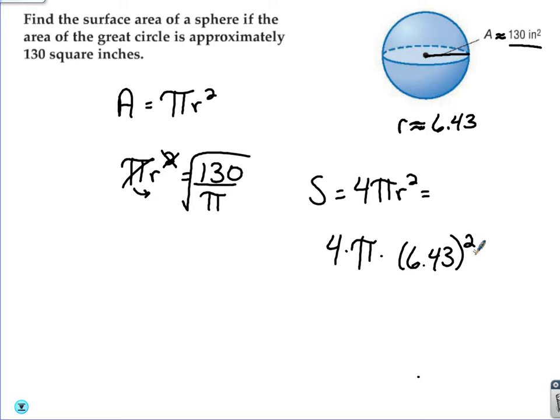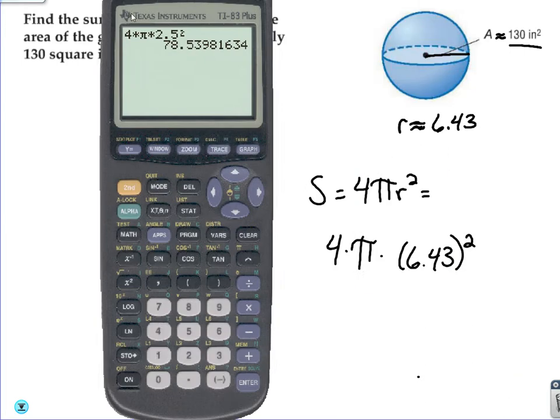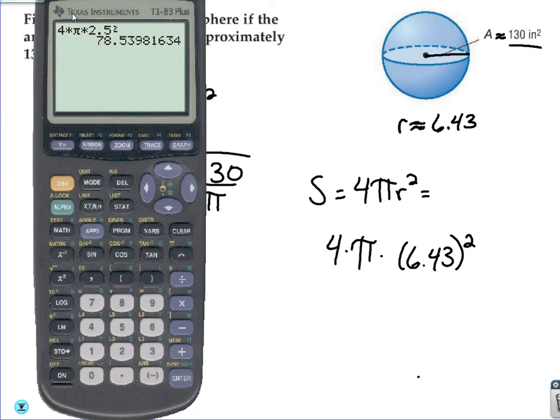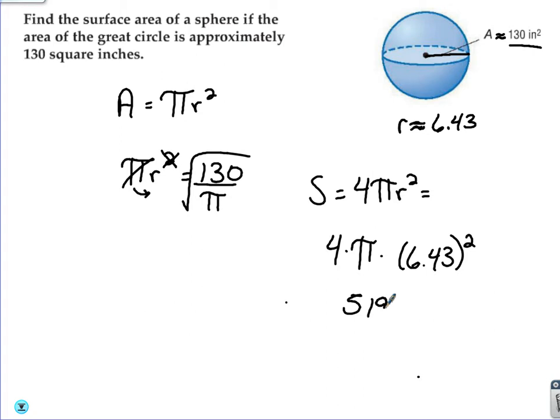Y'all be thinking about the easier way to work this. So here we go. 4. We'll go straight to an answer. 4 pi times 6.43 squared. So we get about 519.55. We call it 519.6. And again, that is rounded square inches. Now somebody will share with me the easy way to work that.